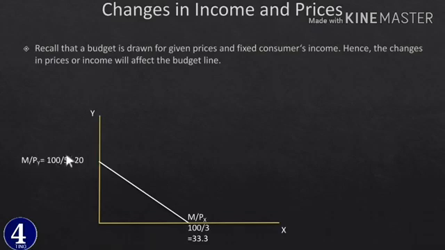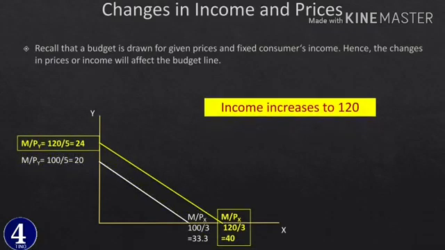Using the example given earlier, income is 100, price of y is 5, and price of x is 3. We have drawn this budget line. Now the question is, what happens to our budget line when income increases?